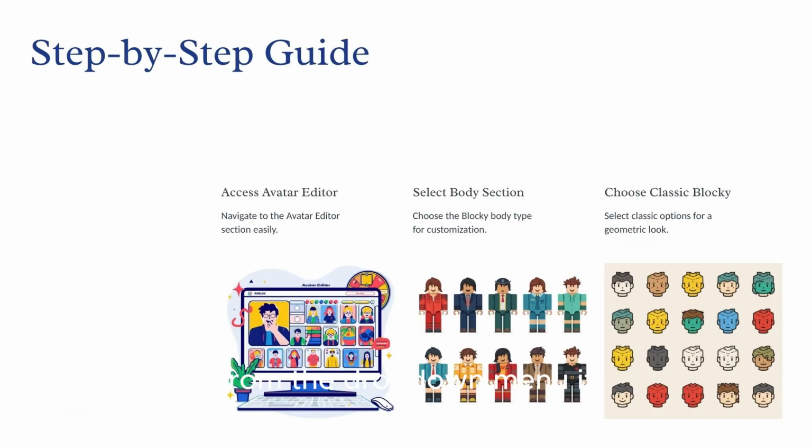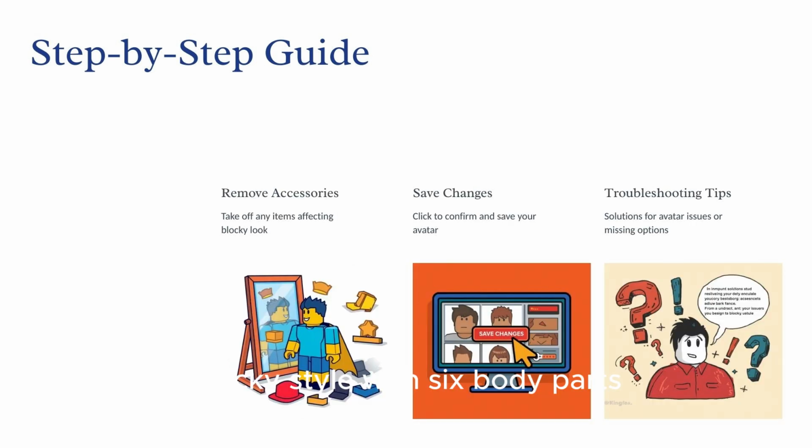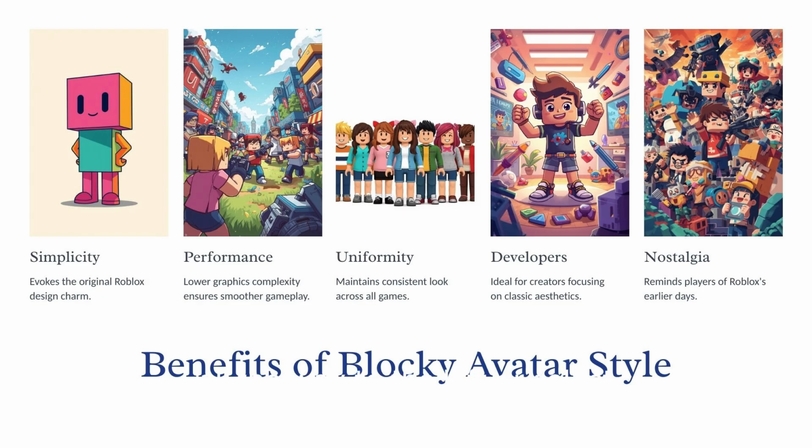Choose R6 from the drop-down menu if it's not already selected, as this is the traditional blocky style with 6 body parts. Next, you need to adjust the body proportions. Look for the scale slider or option. Move the slider all the way to the left or select classic scaling. This will make your avatar's limbs and torso more square and uniform.